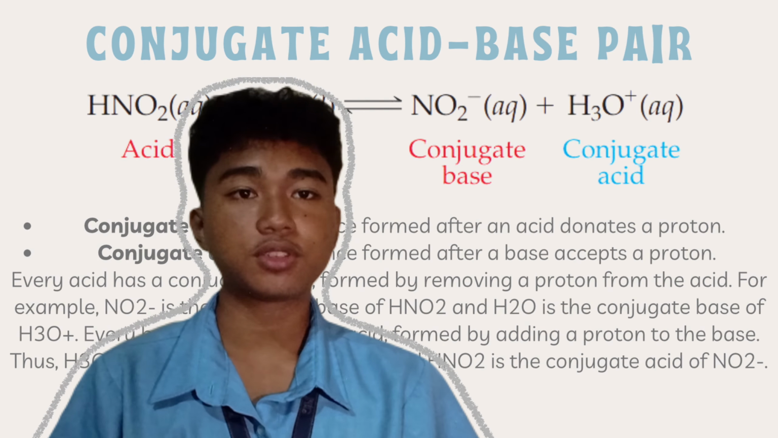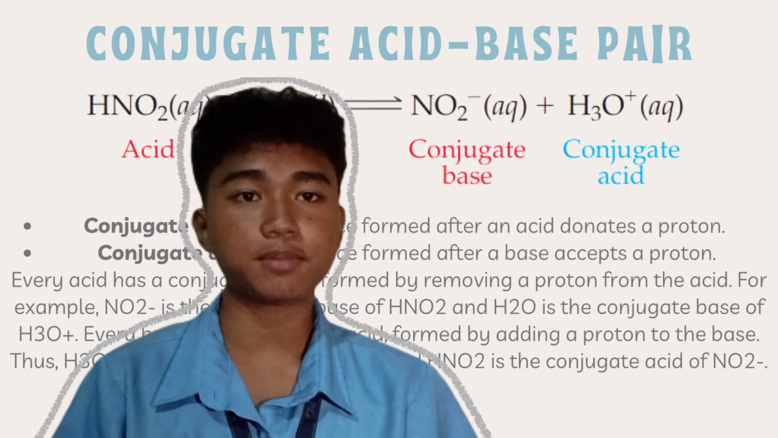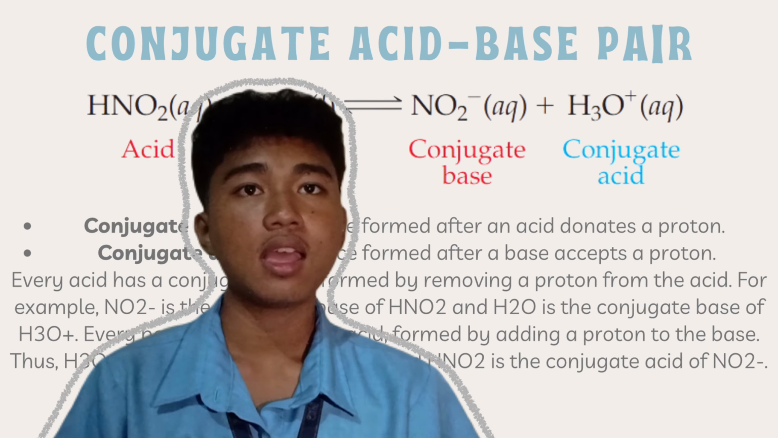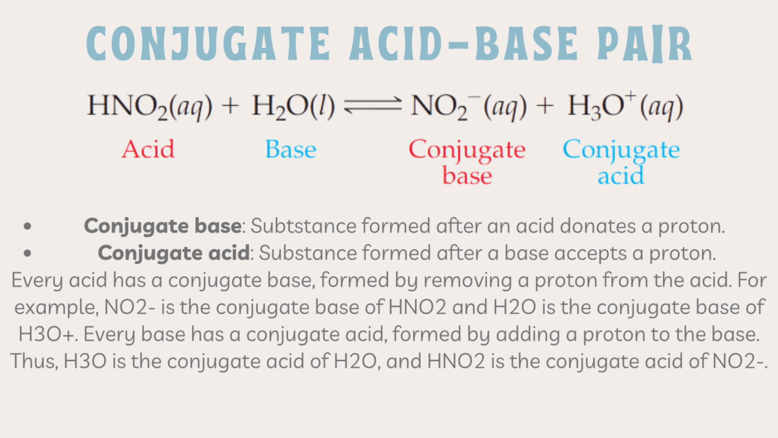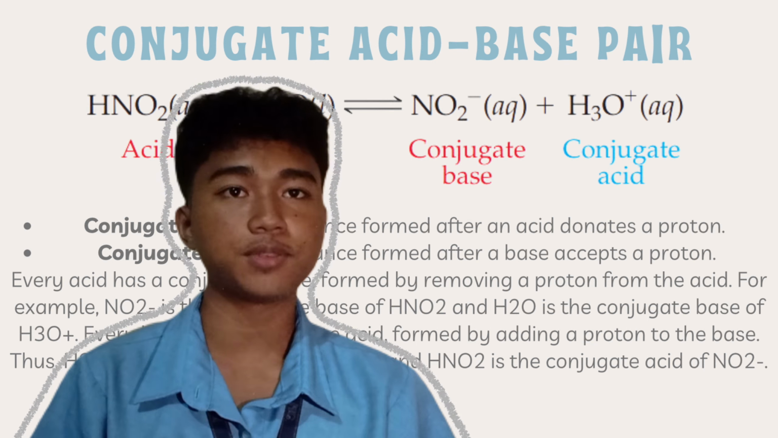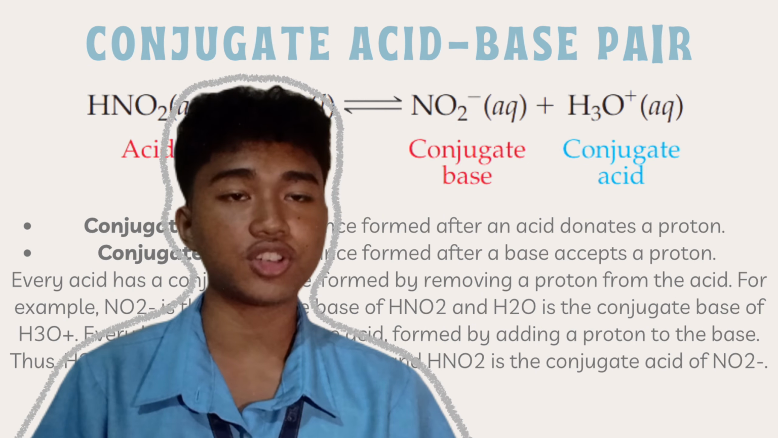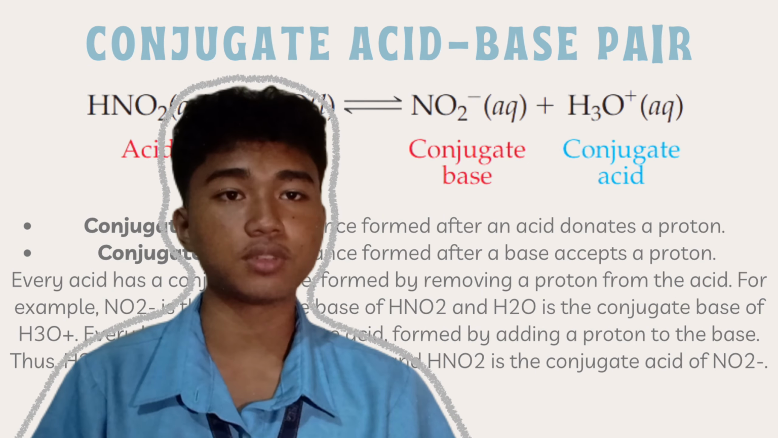In this reaction, we observe the concept of conjugate acid-base pairs based on the Bronsted-Lowry theory. Now, let's start with the forward reaction. HNO2 or nitrous acid donates a proton, which is a positively charged hydrogen, to water, which is H2O. By donating a proton, nitrous acid acts as the Bronsted-Lowry acid, while water, which accepts the proton, acts as the Bronsted-Lowry base. As a result of this proton transfer, HNO2 or nitrous acid becomes nitrite ion, which is its conjugate base. Meanwhile, water transforms into hydronium ion, which is its conjugate acid.